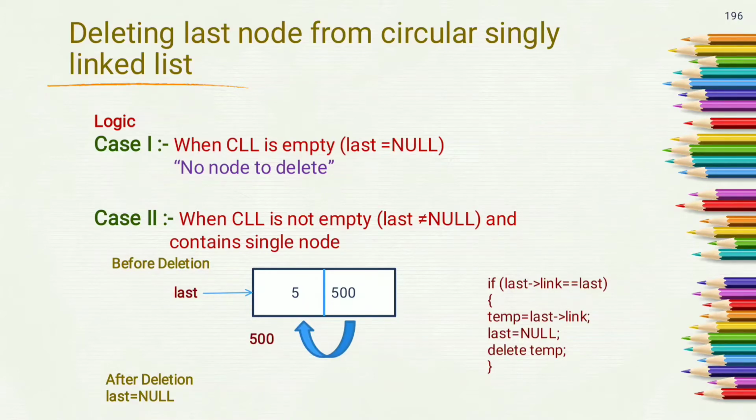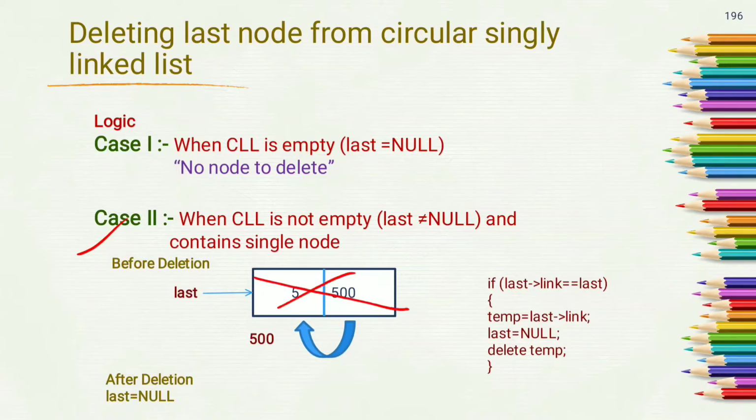linked list. Case 2 is when circular linked list is not empty, that means value of last is not equals to null and contains single node. If there is single node in circular linked list, then the value of last link is equals to value of last. This condition shows that there is a single node in circular linked list. So in that case we have to store the address of this node into temporary node by writing temp equals to last link or temp equals to last, because both contains the same value.